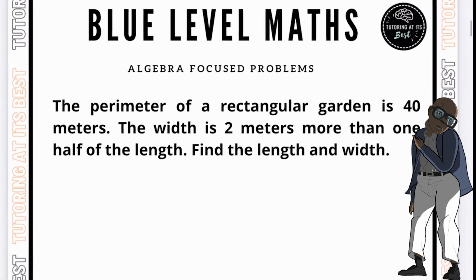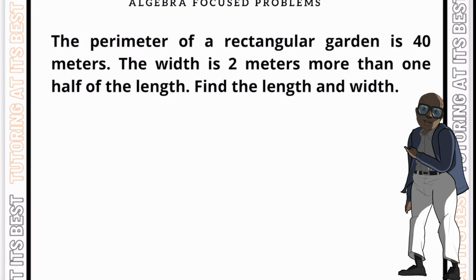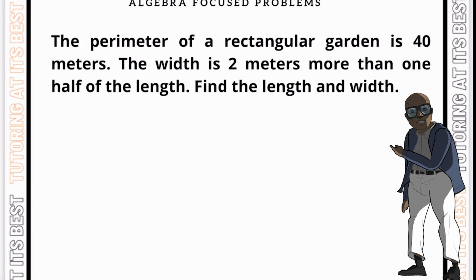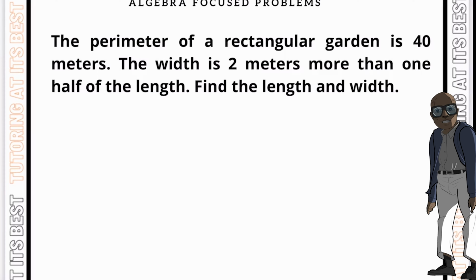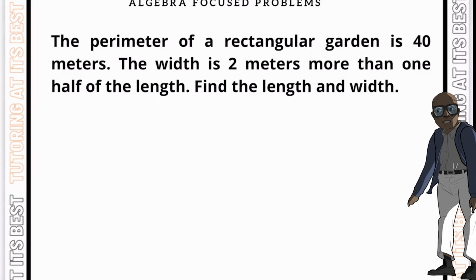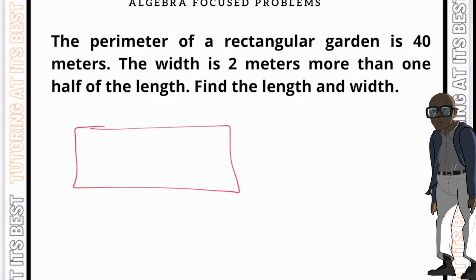The perimeter of a rectangular garden is 40 meters. The width is 2 meters more than 1/2 of the length. Find the length and the width. So let's represent the length of the rectangular garden as L and the width as W.